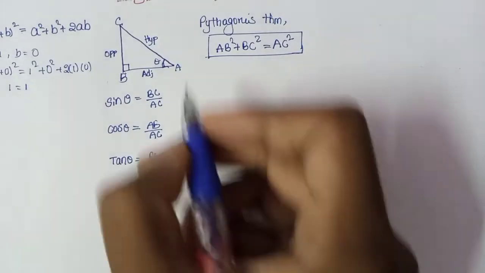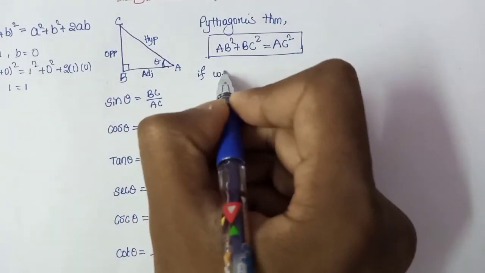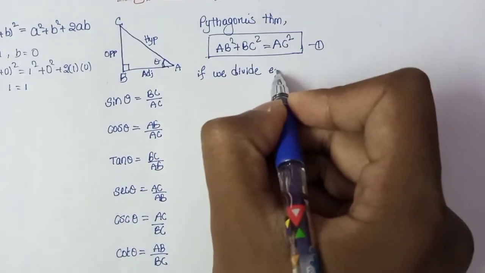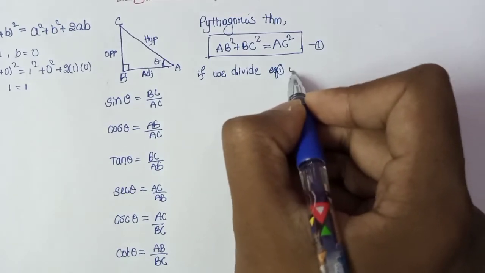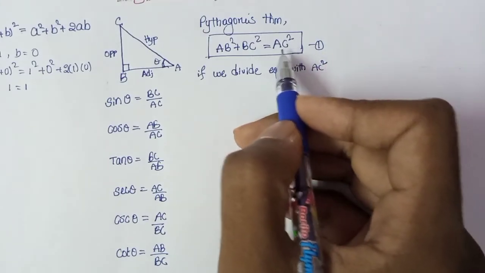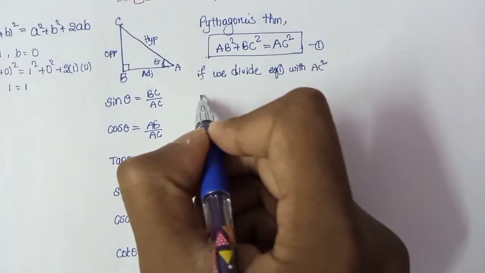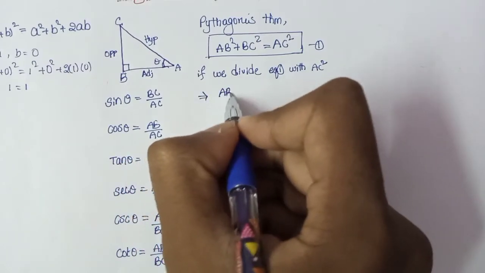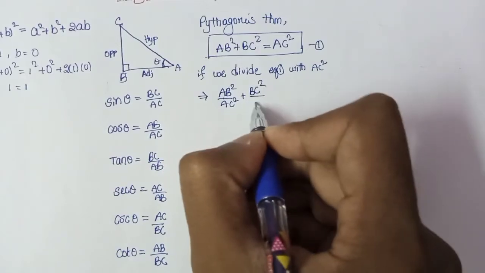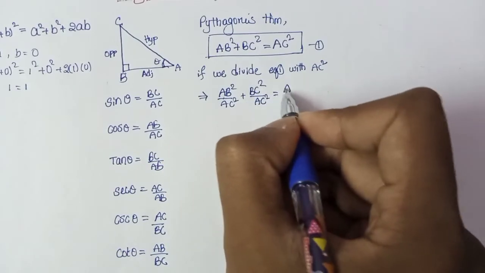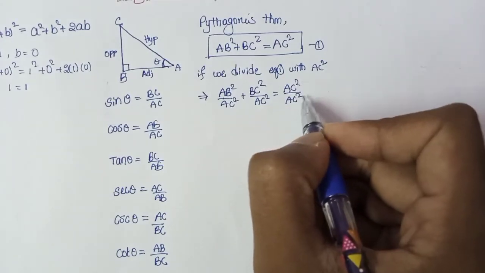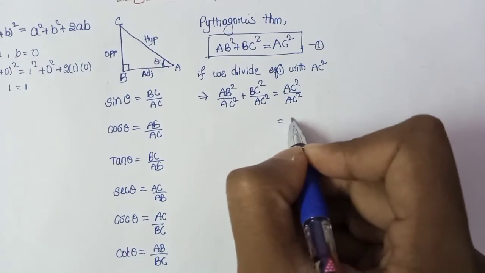Okay, from this, let us say this is equation 1. If we divide this equation with AC square, then what will you get? AB square by AC square plus BC square by AC square is equal to AC square by AC square. Here AC square gets cancelled, and the remaining is 1.